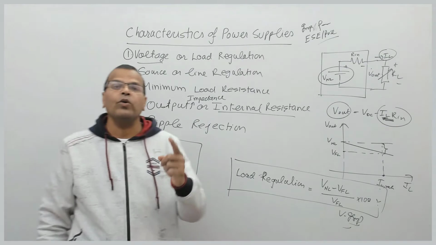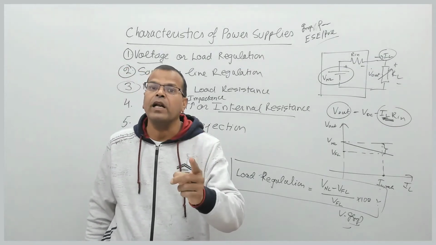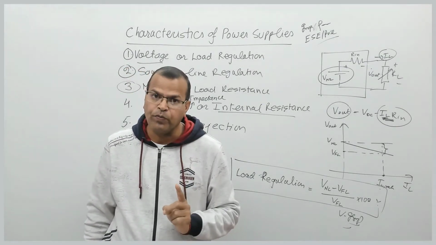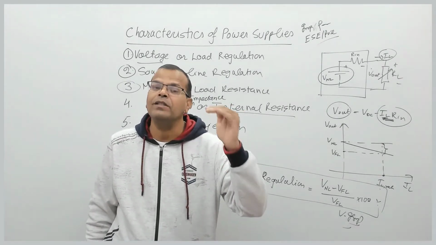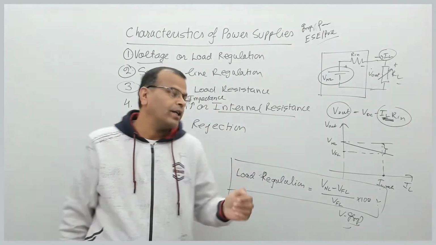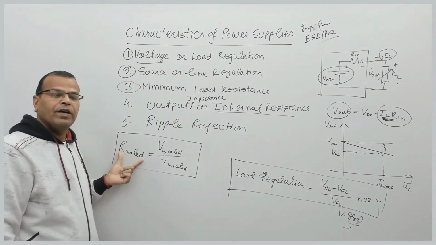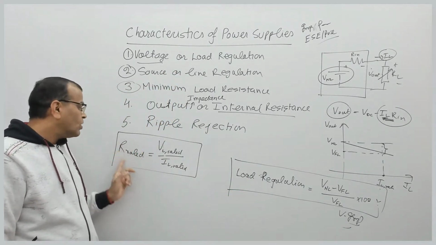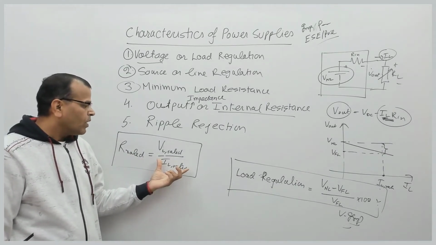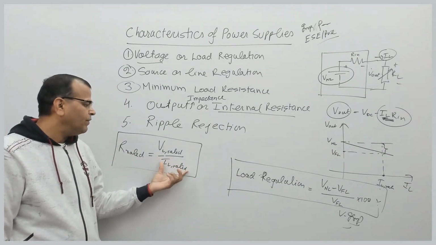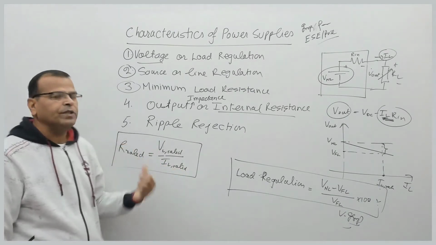The current through a load can be less than or equal to a rated value. It cannot be more than that. So if current is always less than or equal to the rated value, this resistance will definitely be more than or equal to this value. If this is the rated value, the current can be at most this, but less than this. If it is less than this, then the resistance will increase.